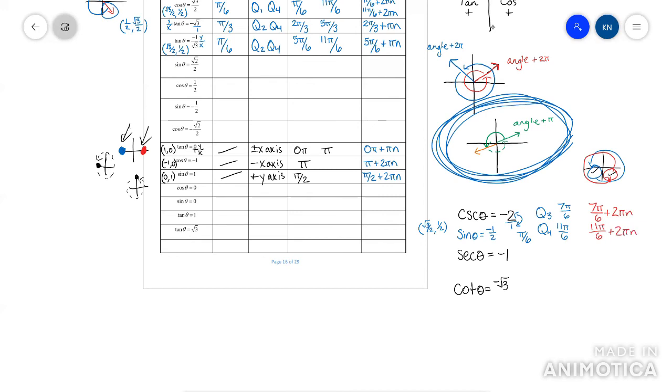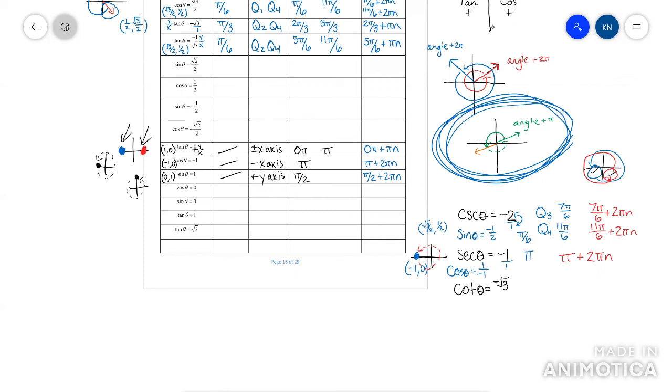Let's look at another. Secant of -1. I'd make it -1 over 1. I'd call it cosine theta, and then I'd flip it. So it's still -1. So where that's going to happen is right here, an x value of -1. So that's at pi, and it won't repeat again until you do a full loop. You have to do a full loop to get back to that location. So my answer here would be pi plus 2 pi n.